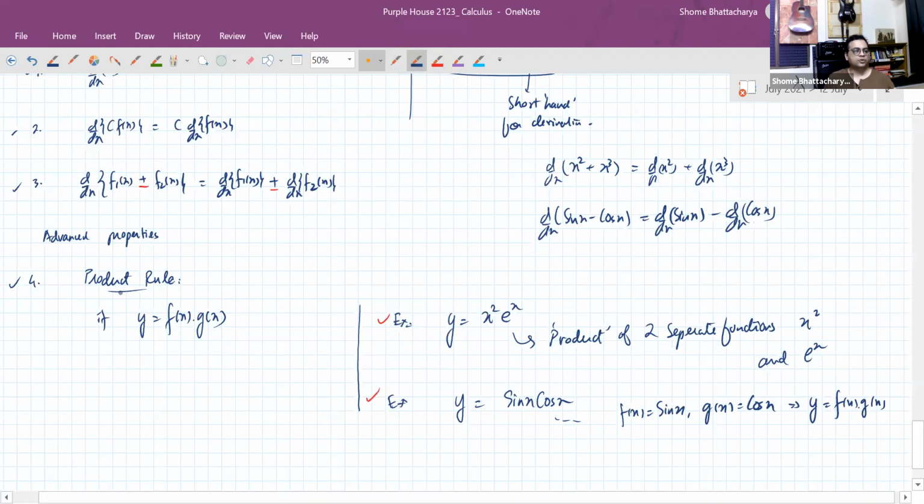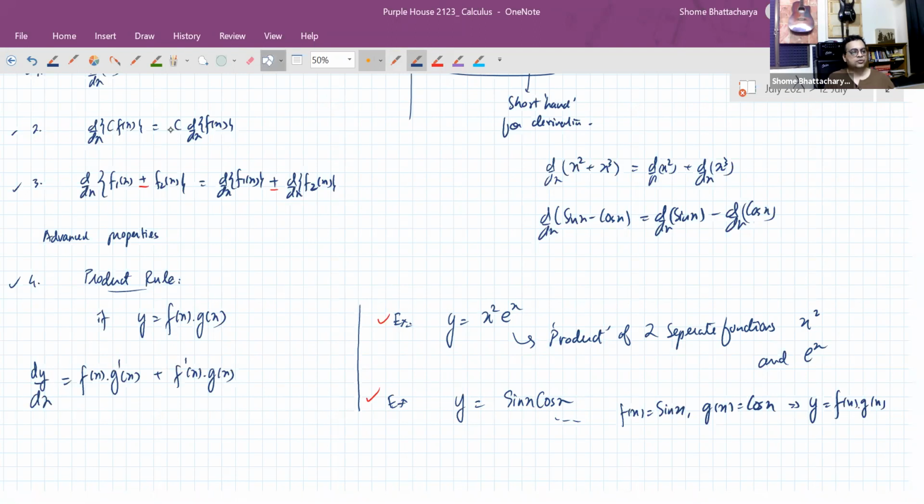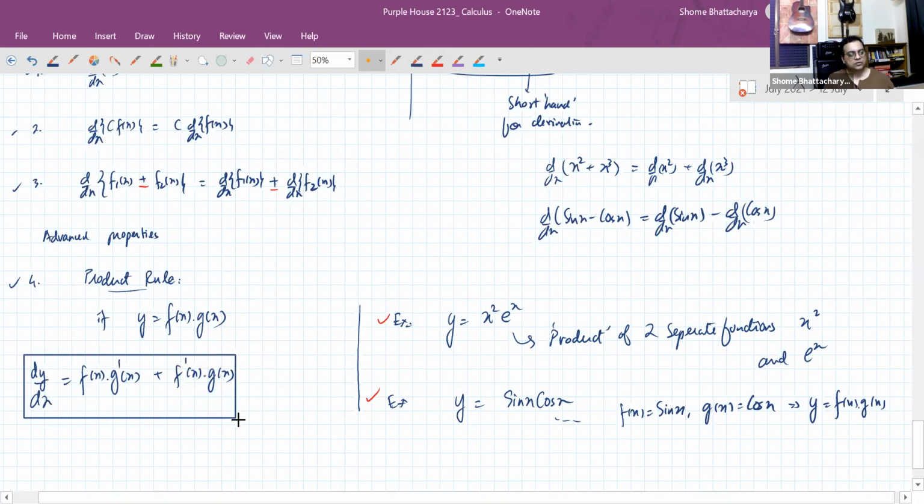Okay. Now we come to the product rule. Now, what is the product rule? That differentiation of such a function will be given by this formula: first function multiplied by derivative of second, plus derivative of first function into second function. So this is the product rule formula. If y is the product of two functions f and g, then dy by dx, or the derivative of y, is given by this. Okay, so this is the statement of the product rule. So let's apply this to this example now.